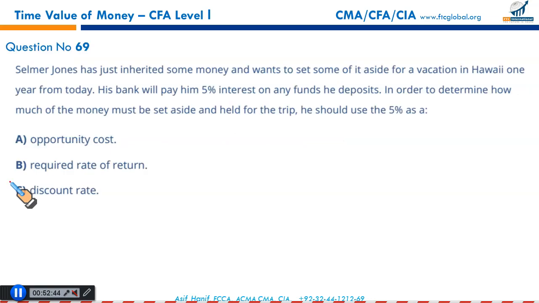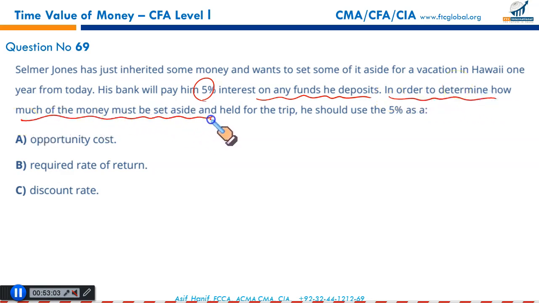There you go. Okay. Selmer Jones has just inherited some money and wants to set some of it aside for a vacation in Hawaii 1 year from today. His bank will pay 5% interest on any funds he deposits. In order to determine how much of the money must be set aside now in order to have sufficient money for the vacation, at the rate of 5%, how much should he invest now?